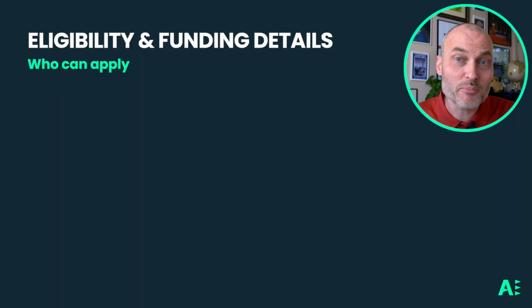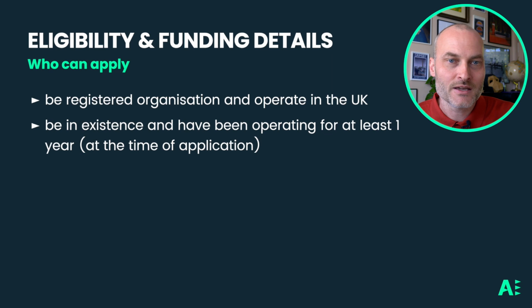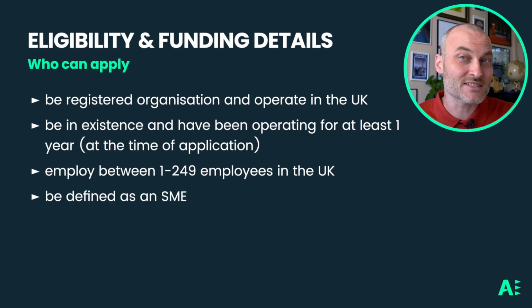Okay, so what are the eligibility criteria? So who can apply for this? So you need to be registered as an organisation and operate in the UK. This is UK government funding. You need to have been in existence for at least a year at the time of application, which is in May right now. You need to employ between 1 and 249 employees, no more or you're not an SME. You need to be defined as an SME, and there are some guidelines which we will provide you later around what an SME is. The government use a BASE framework for this, although most of this is covered in this presentation.